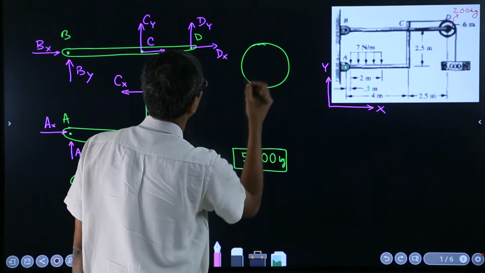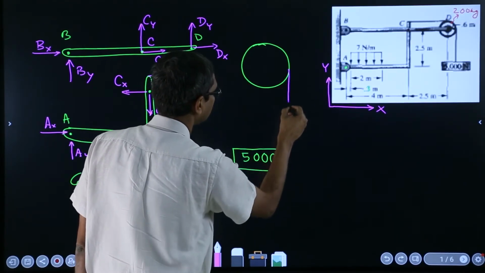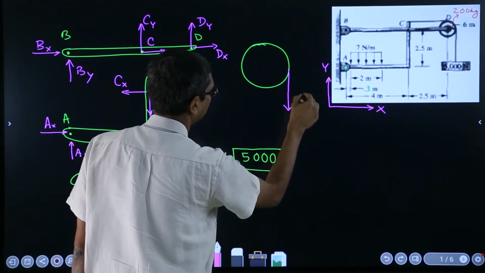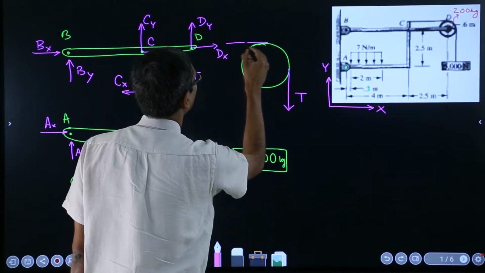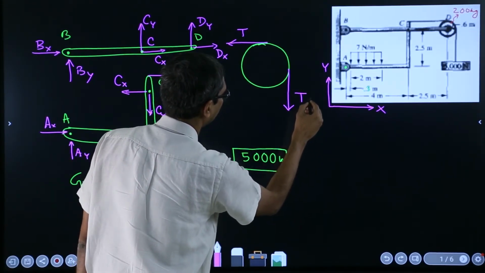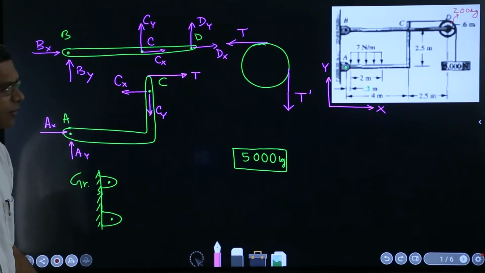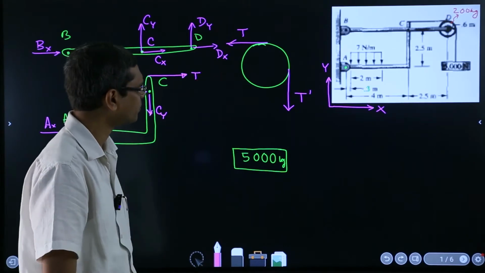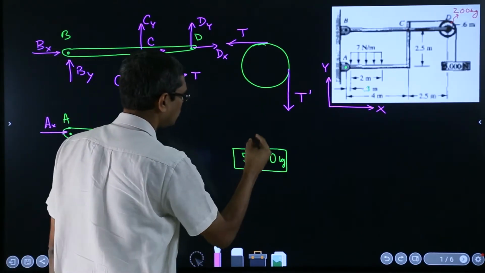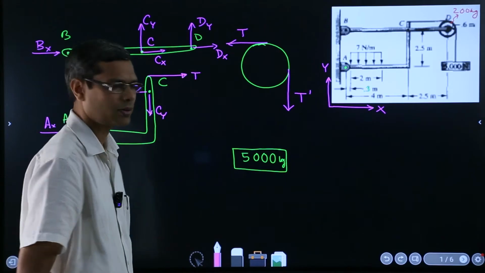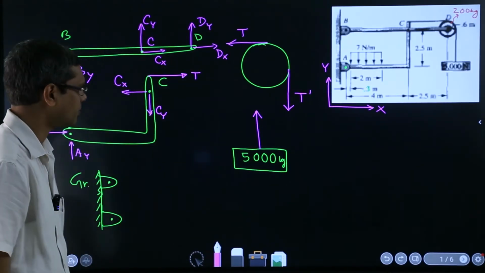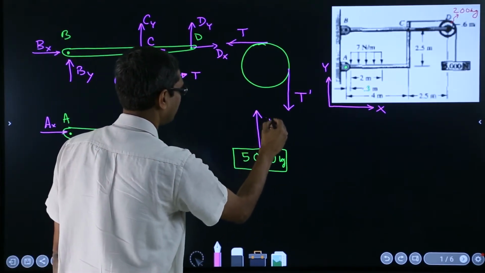And now suppose I go here. Suppose this is a force like that, this is a force like that. Say I'll call this T, and this I'll call T prime. In fact, we know that they must be the same, obviously, because there is no friction inside the pulley. But just for the sake of it, I'm writing it to show from scratch how you should write your free body diagrams. Okay, so this is T prime.